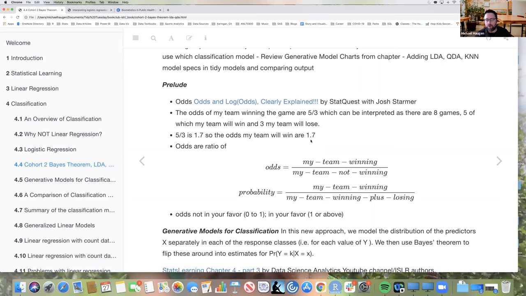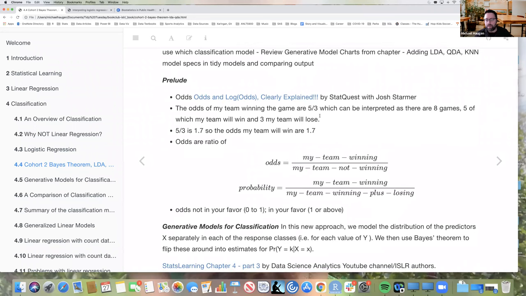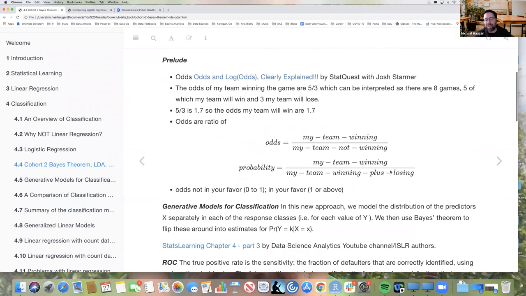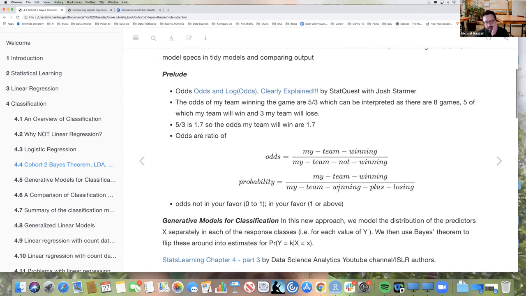And then the odds ratio, using this example, is my team winning divided by my team not winning, or something happening divided by that thing not happening. And then the probability is my team winning divided by my team winning plus my team losing, because we're adding both things up in the denominator. And then there's something about odds not in your favor being from 0 to 1. If your odds are greater than 1, that's odds in your favor. So that was a little bit about odds.